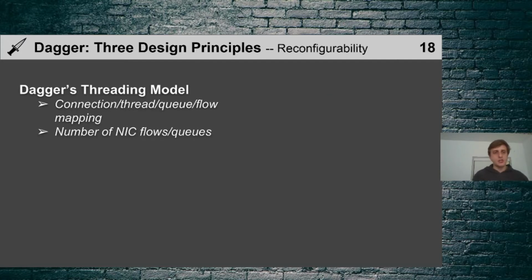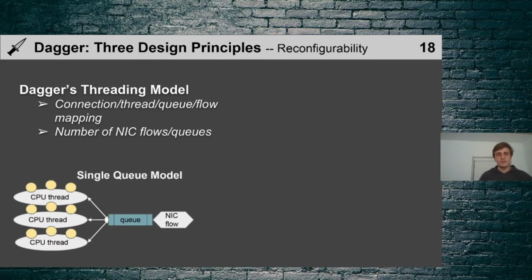Across the first dimension, the Dagger's threading model allows to define how connections, application threads, networking queues, and NIC flows are mapped to each other, and also specify the number of NIC flows and queues. Here we have 3 basic schemes. The first one is called single queue model, where the NIC runs a single flow corresponding to a single queue being shared between all CPU threads and connections.